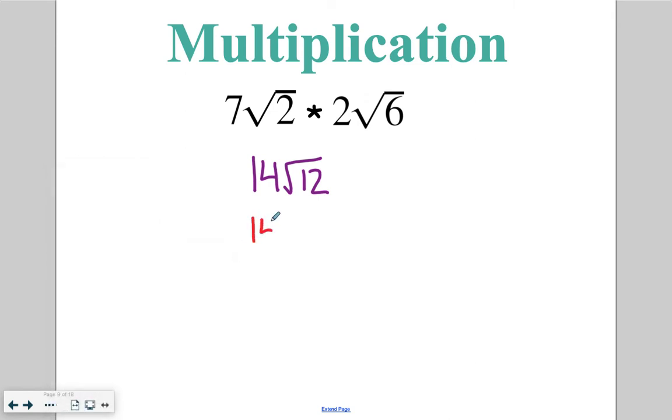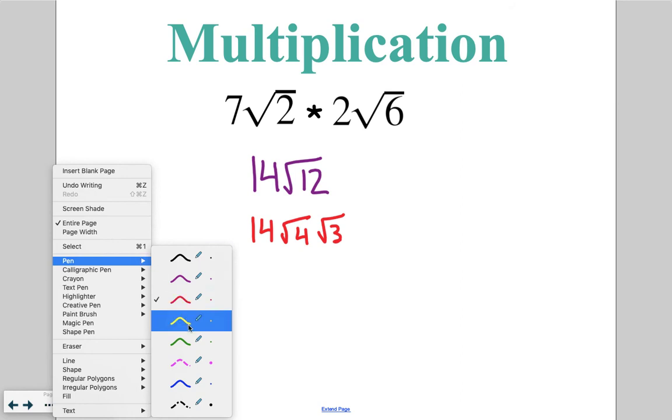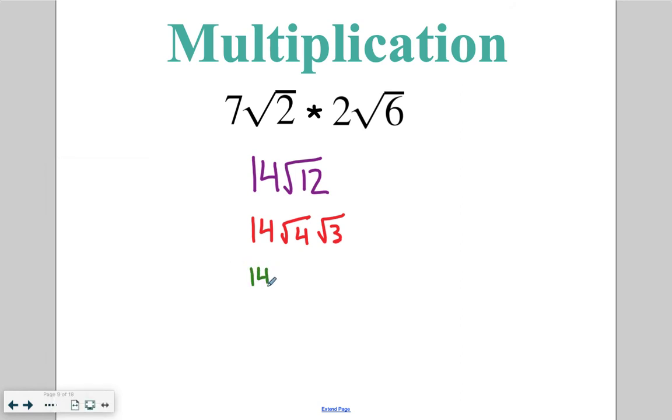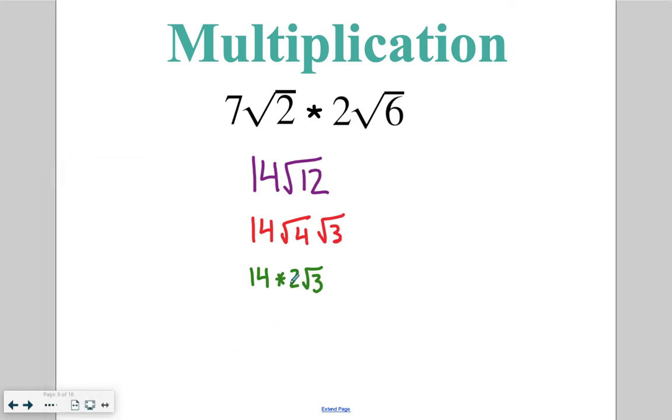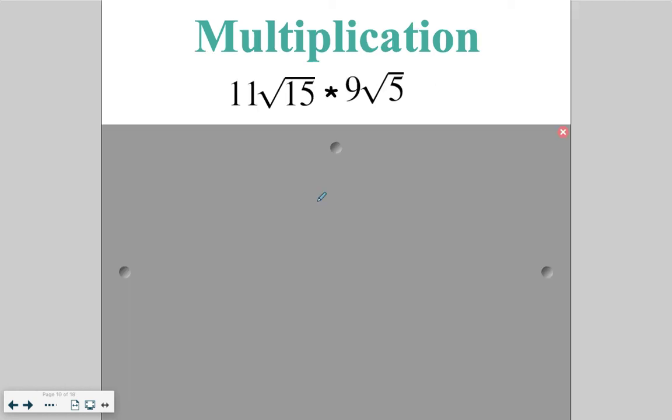So I'm going to split that up into 14 square root of 4 times the square root of 3. The square root of 4 is 2. So out front, that gives me 14 times 2 square root of 3. And when I do 14 times 2, that's going to give me a final answer of 28 square root of 3. So again, multiply the insides, multiply the outsides, and then see if your square root can be simplified. Go ahead and try this one on your own.